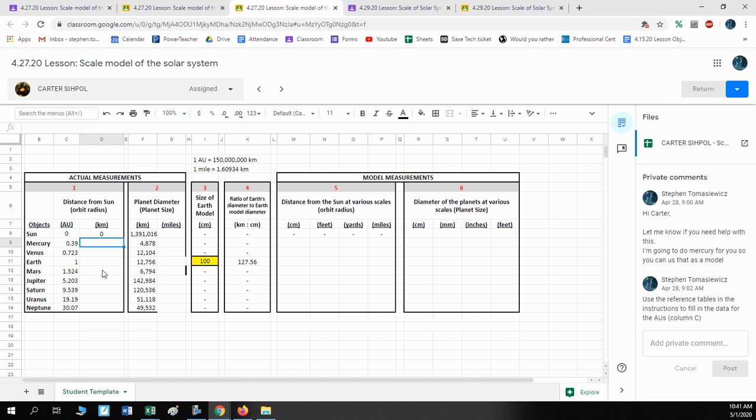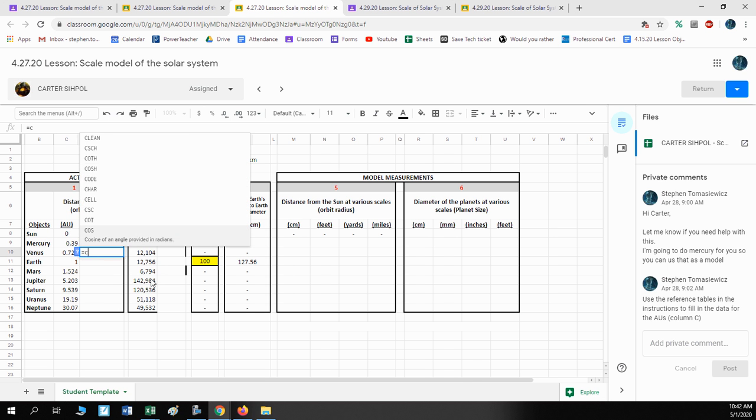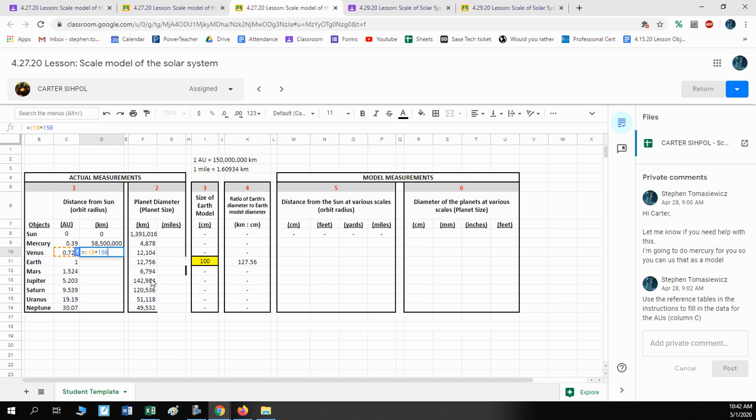And the way you do that is we type in equals, because we're going to have a formula or code, and we're going to reference the cell right to the left. So we're going to reference this cell, which is C9. So this equals C9 times 150 million, because there are 150 million kilometers in one astronomical unit. We're going to come down to Venus, and we're going to do the same thing, but instead of referencing cell C9, we're going to reference this cell, which is C10. So we're going to say this equals C10 times 150 million.